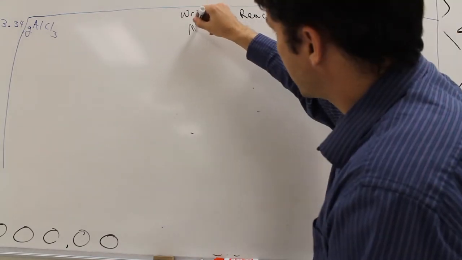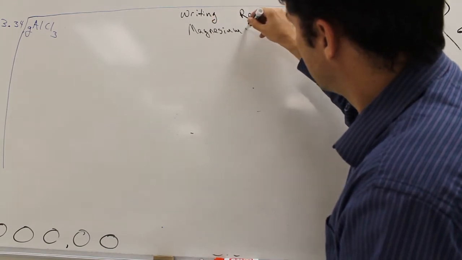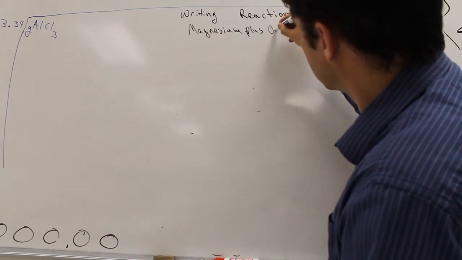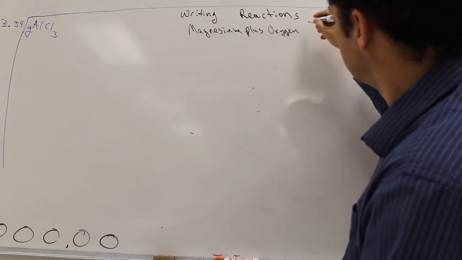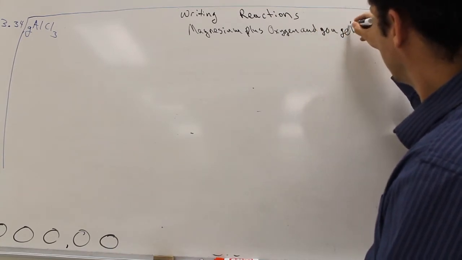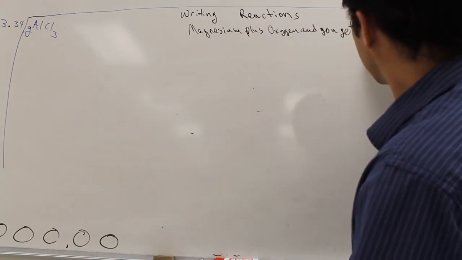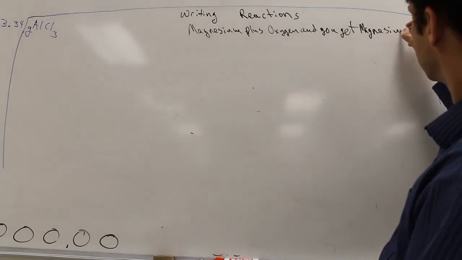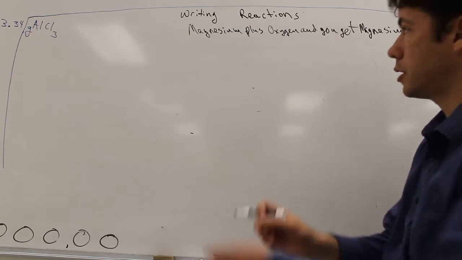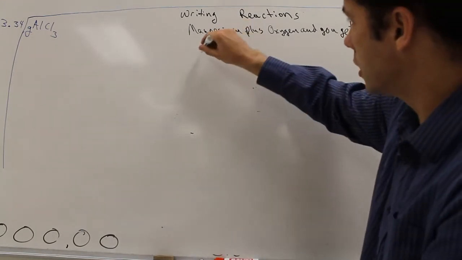You have magnesium plus oxygen, and you get magnesium oxide. Okay? So that's what's happening. I'm going to take magnesium and oxygen, put them together, and get magnesium oxide. So first thing you do is magnesium.